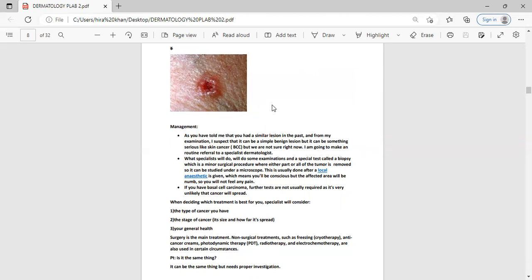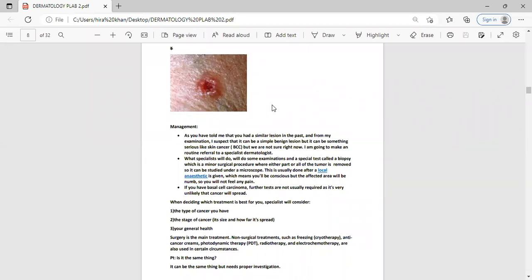So what I am going to do is make a routine referral to the specialist dermatologist. Now, most of you might ask, why are we going to make a routine referral? There should be an urgent referral. No, that should be only a routine referral. Why? Because basal cell carcinoma has a very, very little tendency to spread to other parts of the body. So we always make a routine referral to the specialist dermatologist. This is not an urgent referral. You will learn from different notes that it is an urgent referral. No, this is a routine referral.